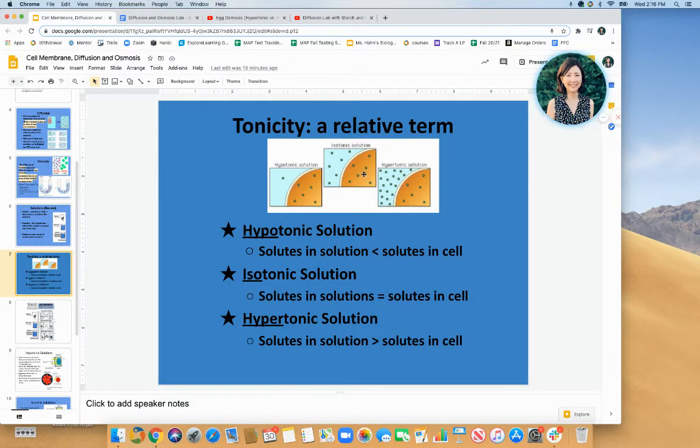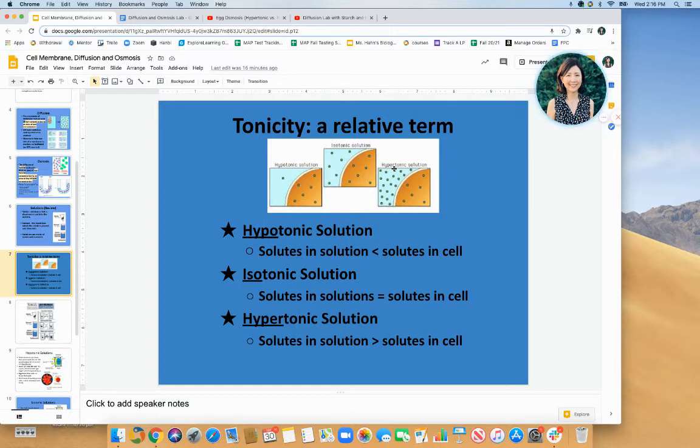Iso means the same, so you can see the solutes are the same. The number of solutes here equals the number of solutes here, more or less. Okay, so the water concentration in both is about even. Okay, here you can see the water concentration is higher because there's more water molecules here than here.